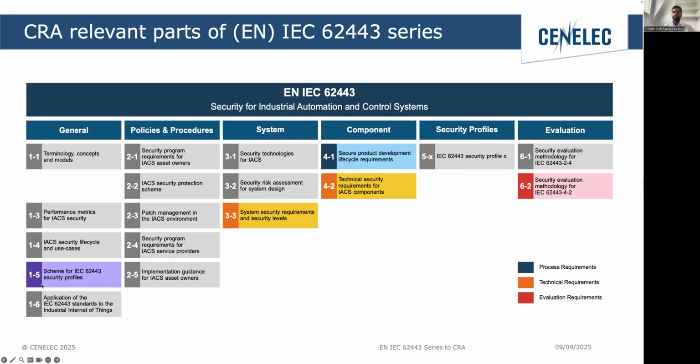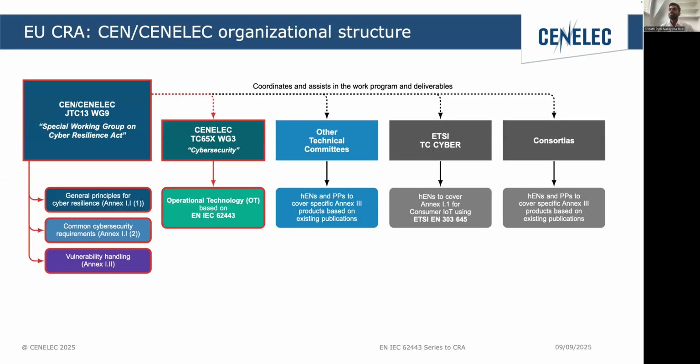So highlighting them, 1-5 for the profiles, 3-3 for the system, 4-2 for the component requirements, and 4-1 for the life cycle of product and the systems, and 6-2 for the evaluation. So now you can see that we are perfectly matched with the CRA, the requirements of the annexure, and we have aligned our series to them, and we have everything we need. So we are not alone in these activities.